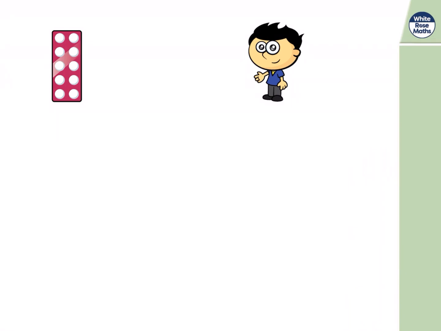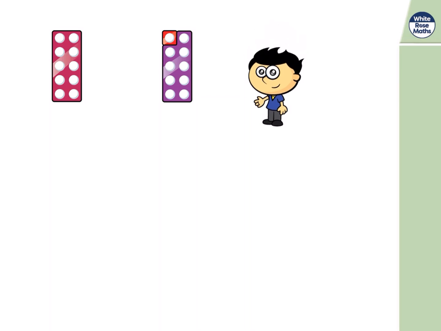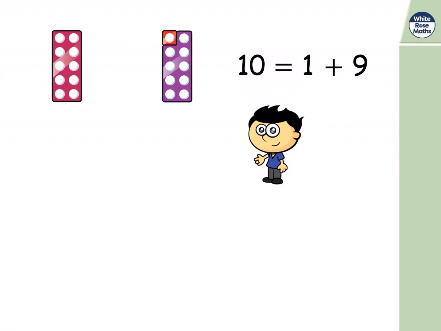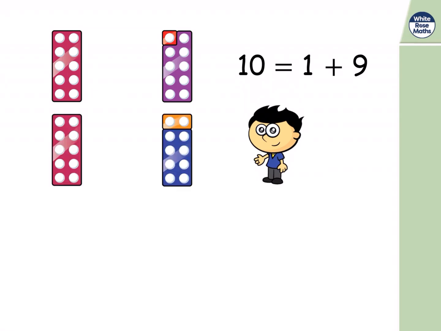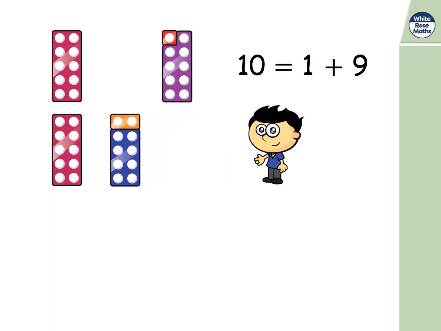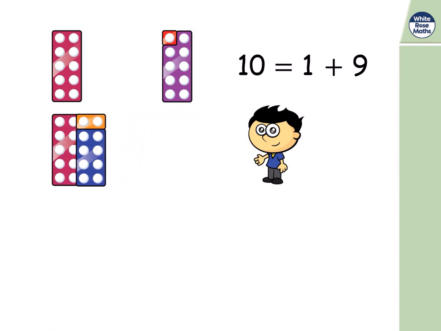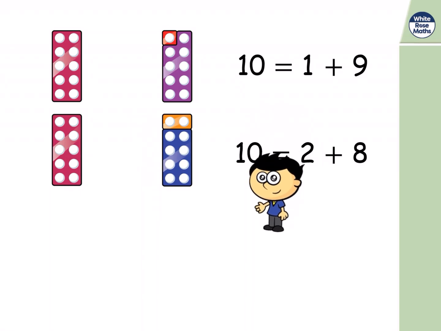Jack is investigating 10. He thinks that 10 is equal to 1 plus 9. So he's got himself a number shape 10 and a number shape 1 and a number shape 9. And he's going to slide the number shape 1 and 9 on top of the 10. Yes, it covers it exactly. Now he knows that 10 is equal to 1 plus 9. What about 2 plus 8? Yes, it fits exactly. 10 is equal to 2 plus 8.